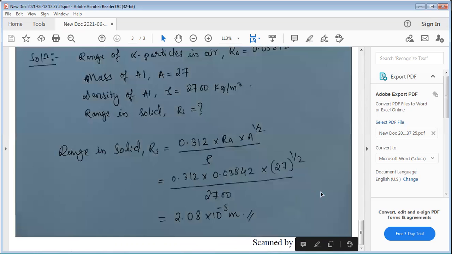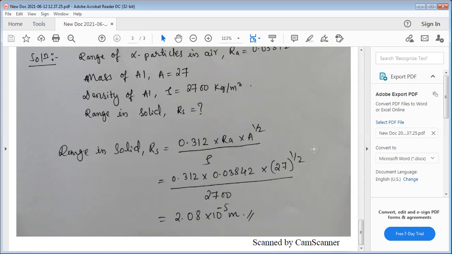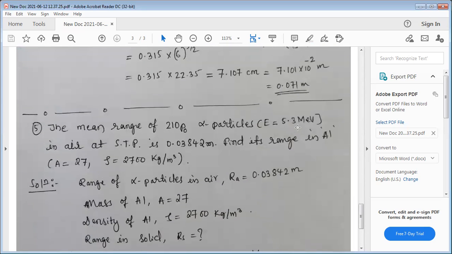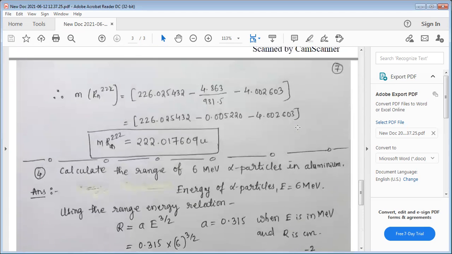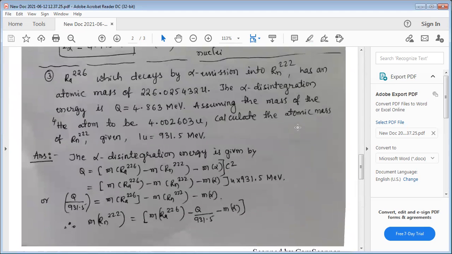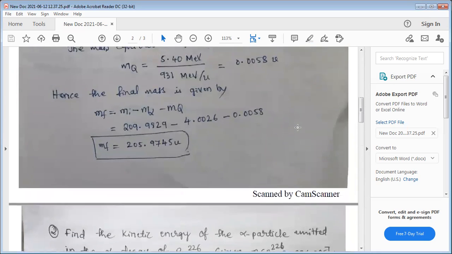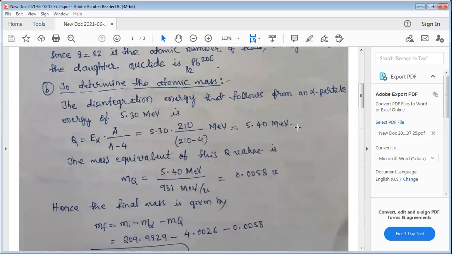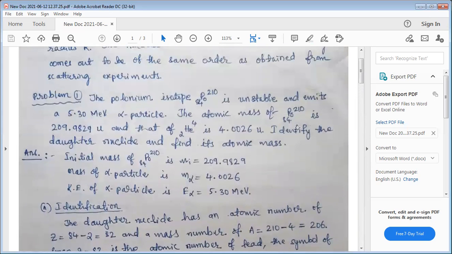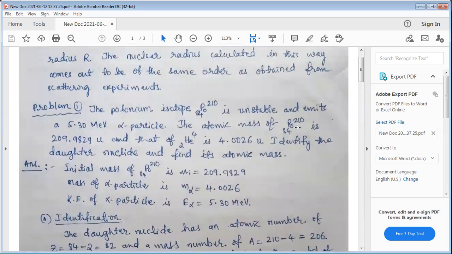So these are the five different problems I have solved, and all other problems will be asked in a similar manner. These are the five basic problems you have to practice so that you are able to solve any problem on this alpha decay process.